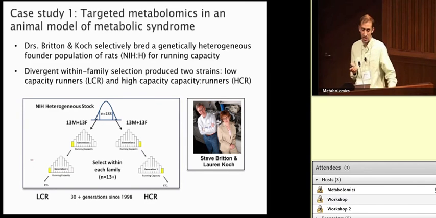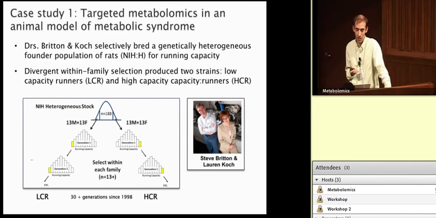So they took a population of genetically heterogeneous rats from a founder population and bred them. They took the rats, ran them on a treadmill, and found the ones that ran the best and the ones that ran the worst, and bred some of the rats that ran the best with other rats that ran the best, and some of the rats that ran the worst with other rats that ran the worst. Did that generation after generation, and after 10 plus generations, they had what they could call two separate lines of rats: low capacity running rats and high capacity running rats.